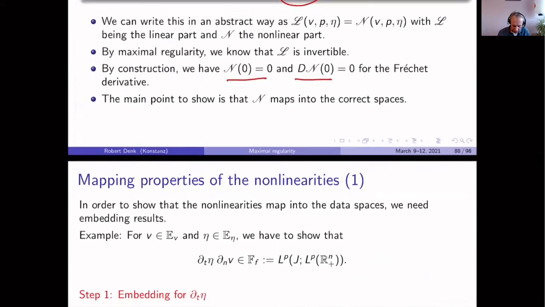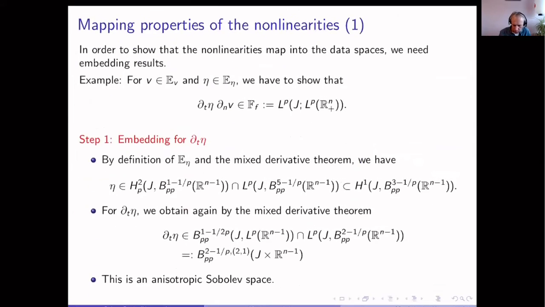And I want to make this clear in one example. This is one example we had before. We had this product on the right-hand side, the product of dt eta and dnv. V was the velocity of the fluid, and we want to have it in LP. So now we need embeddings. First of all, eta was in a complicated Newton polygon space, but we use some embedding here, so we know eta is also, as a consequence of this, in this space here.